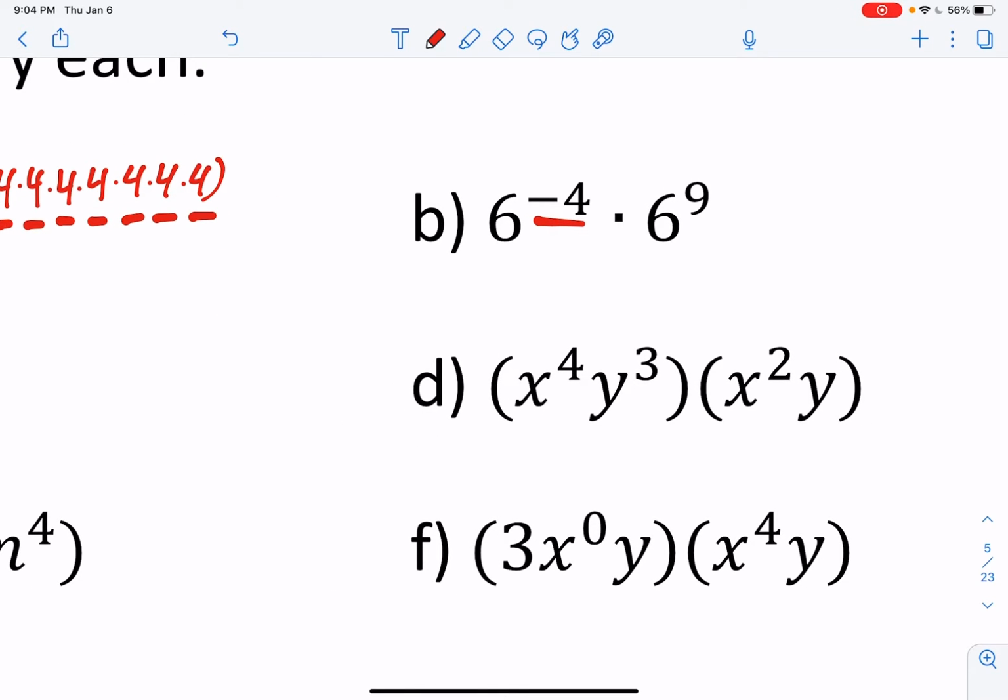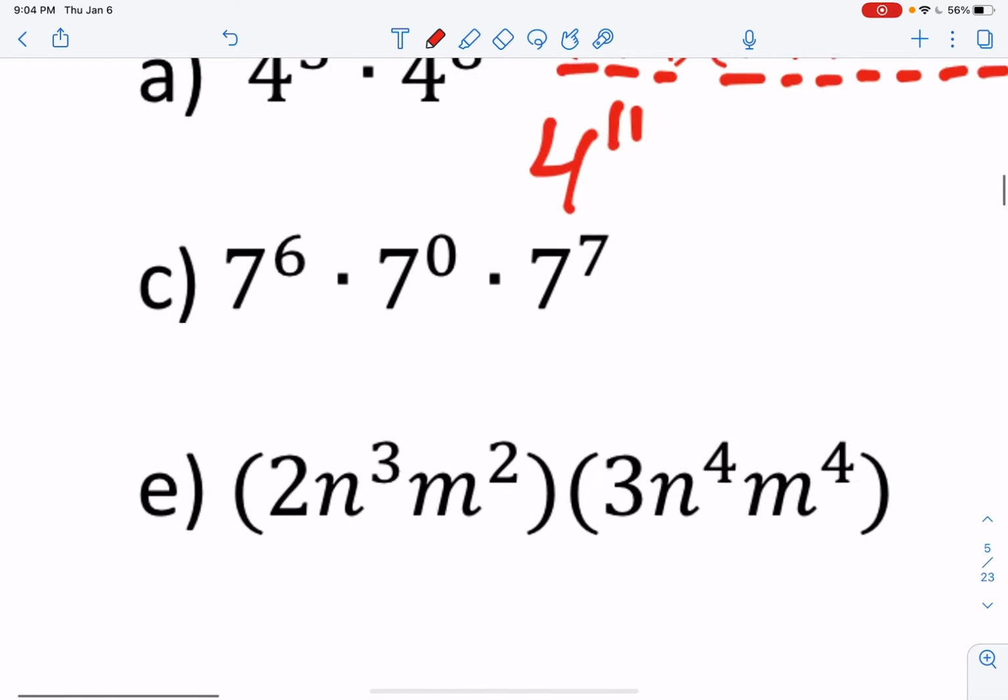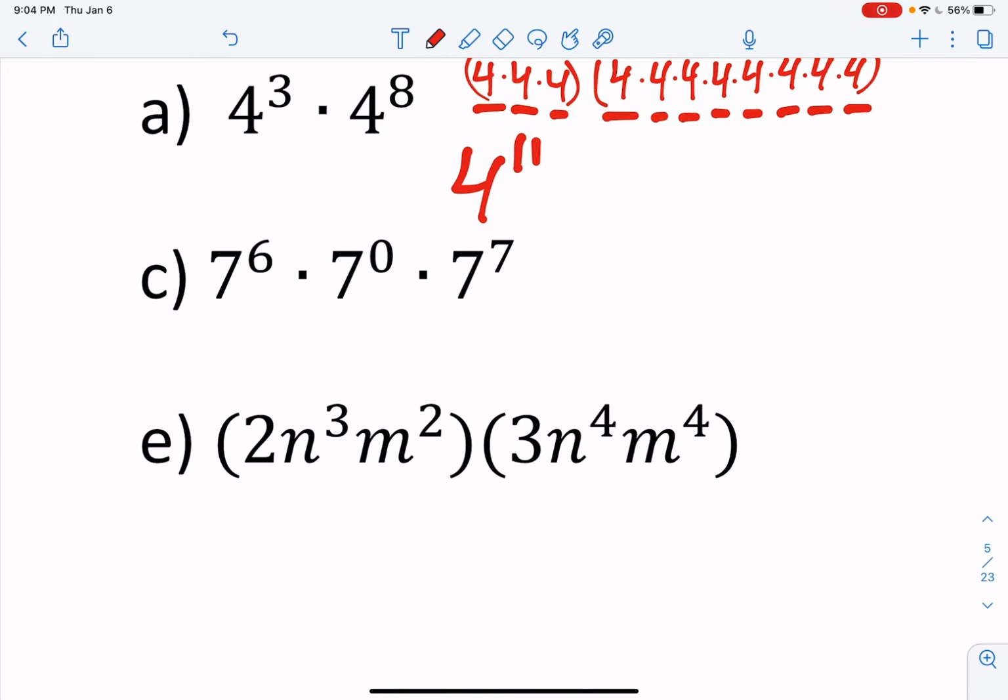There's negative 4 6s being multiplied here, and there's 9 here. Negative 4 plus 9 is just 6 to the 5th. Same thing here. How many 7s are being multiplied? Well, 6 here, 0 here, and 7 here. A total of 6 plus 0 plus 7 is just 7 to the 13th power.